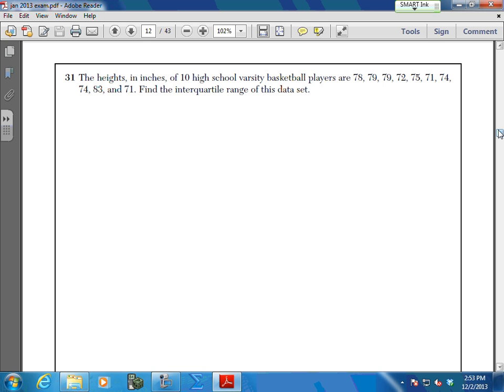Okay. Number 31 is a nice statistical problem. Take your numbers and put them in order from lowest to highest if you're going to do this the long way. Find the middle of your data. You have 10 pieces of data. If I count 5, my middle is right here.